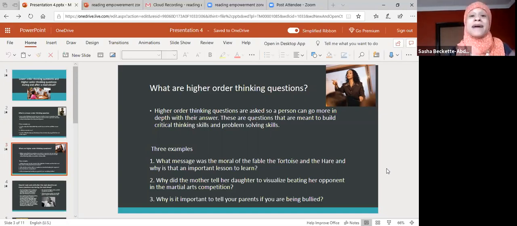Three examples of those types of questions would be, what was the moral of the fable The Tortoise and the Hare, and why is that an important lesson to learn? Those of you who are familiar with that fable know it was a race between the slow tortoise, or turtle, and the fast hopping hare, or bunny.